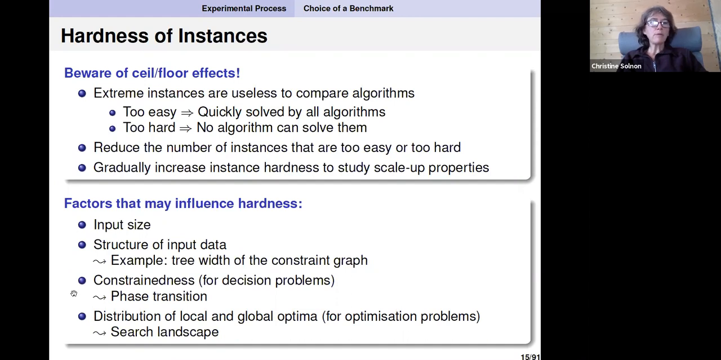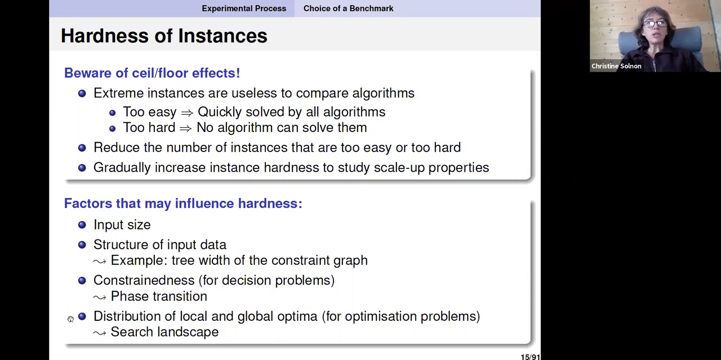Another factor which influences hardness is constrainedness, and we are going to have a focus on this in the next slides. So this corresponds to the phase transition phenomena for decision problems. And then we will have a quick look at search landscape, which is used to predict hardness for optimization problems.